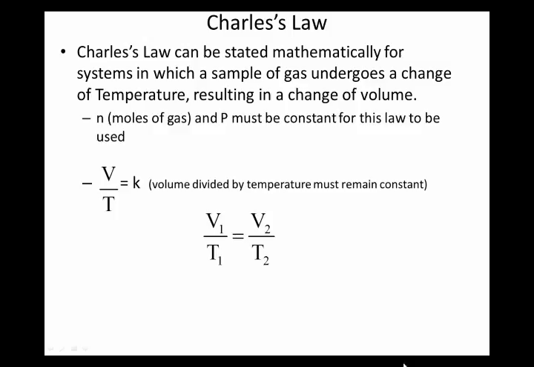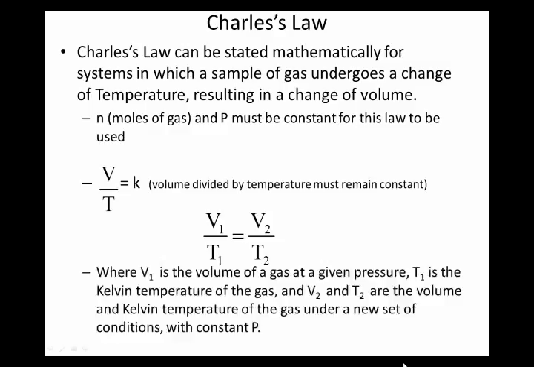For the moment, I really just want you to focus on how to use these. So again, this is one of those better one, better two sorts of gas laws. V1 is the volume of the gas at a given pressure, T1 is the Kelvin temperature of the gas. Again, I emphasize Kelvin temperature. V2 and T2 are volume and temperature under the new set of conditions. So again, initial conditions, new conditions.